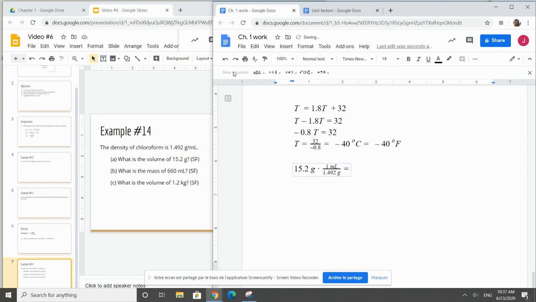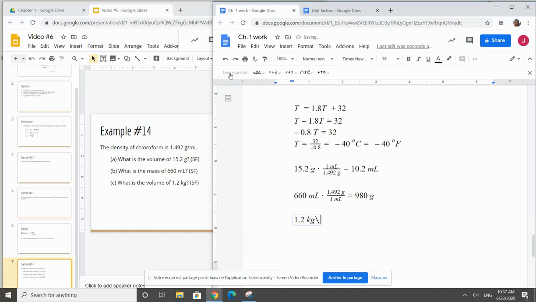Grams cancel with grams, and I round to 3 significant figures. I take a moment and I think to myself, does this make sense? And yes, it does. Because I've got this density that is higher than 1, it makes sense that my milliliters would be smaller than my grams. I need to cancel milliliters with milliliters, so my 1.492 grams goes up top. I round this to 2 significant figures, and I get 980 grams. Think to myself, does this make sense? Yes, it does.